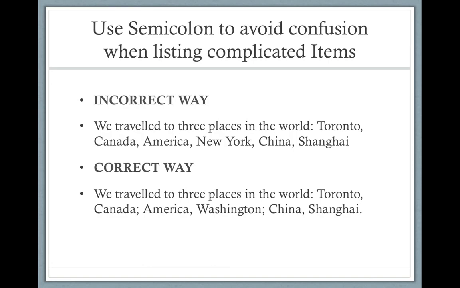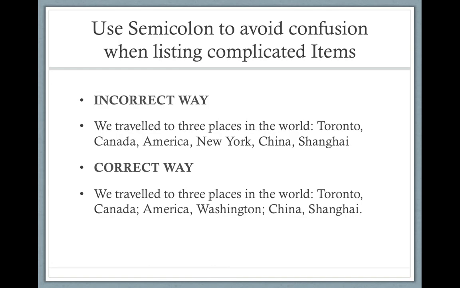So the correct way down here shows that you went to Toronto, Canada; America, Washington; China, Shanghai. So specifically, you went to the cities. You went to the countries, but specifically, you went to the cities. So Toronto, the city of Canada, America, Washington being another city in America, and China, Shanghai being a city in China. So this way, it's more clear.